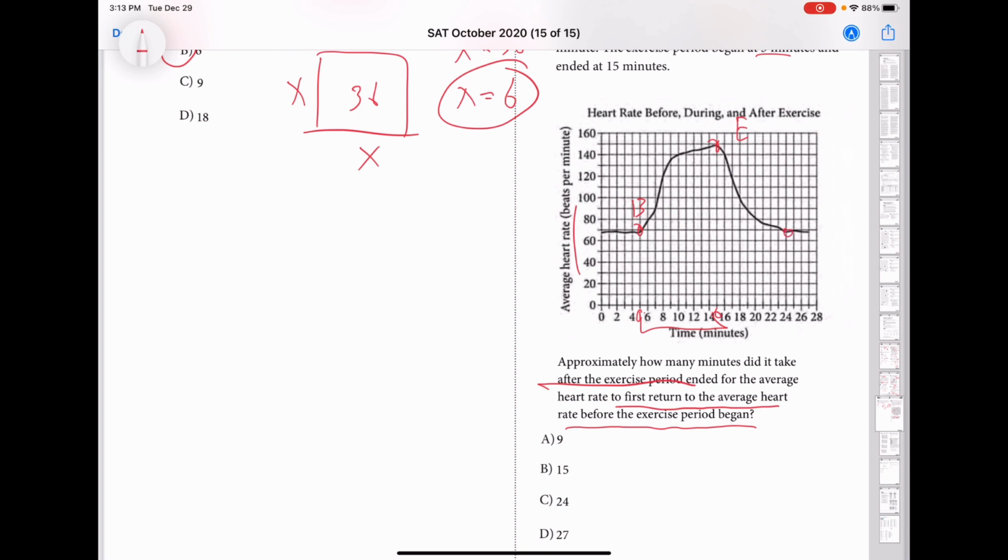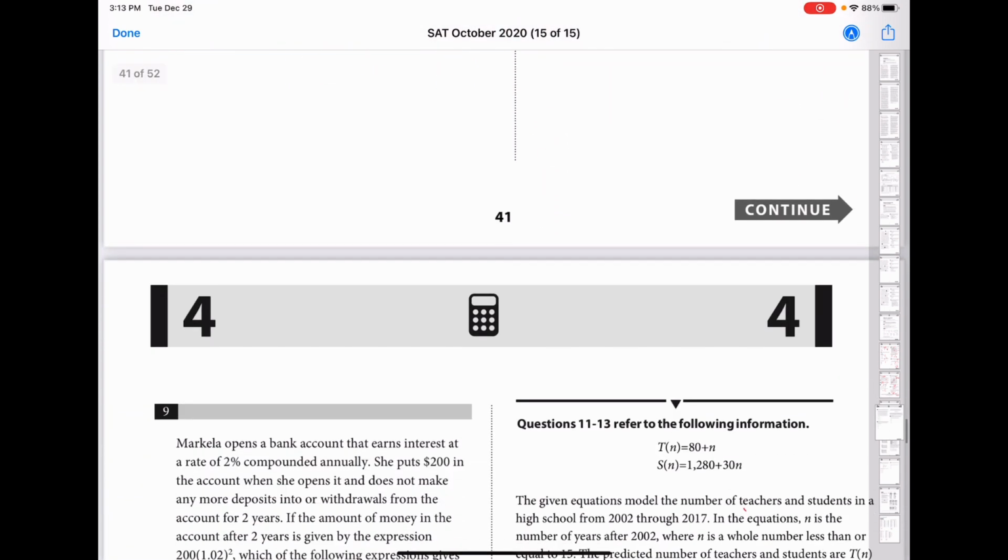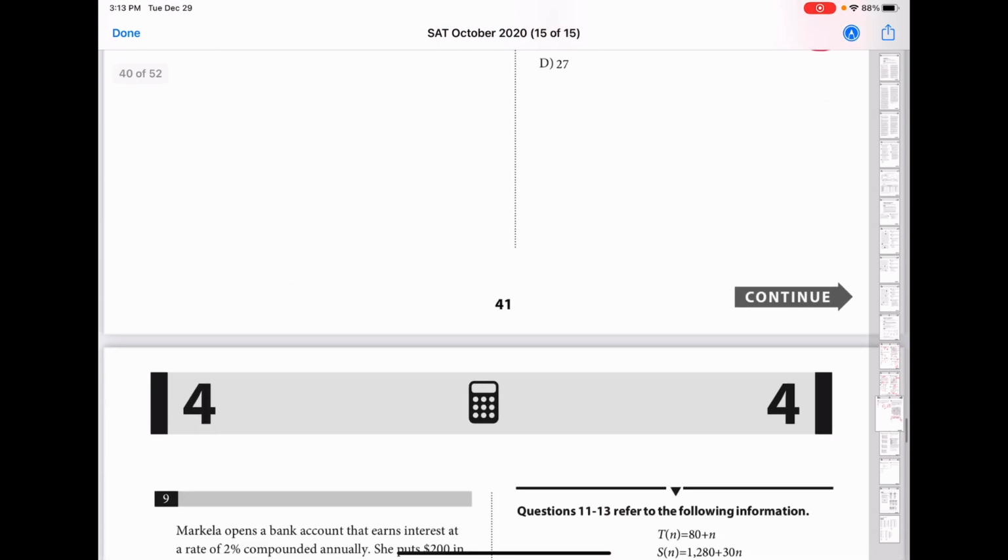So this point over here is about 24 minutes. So that's 24 minutes, and it ended at 15 minutes. So 24 minus 15 is about 9 minutes. So the answer should be A. That is going to be for number 8. Answer 8.